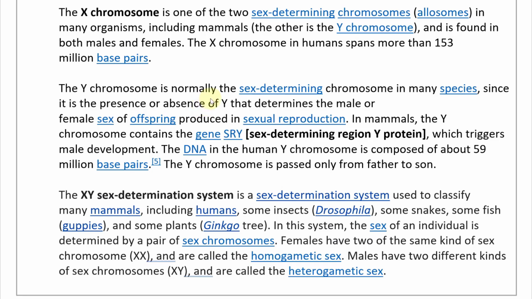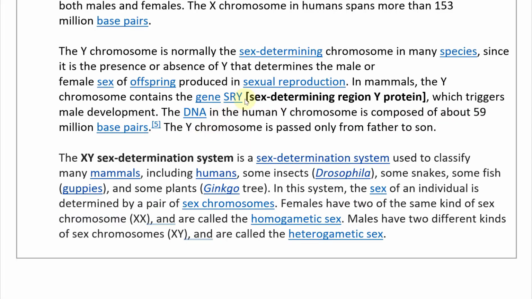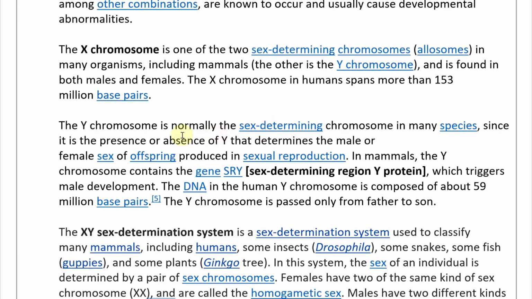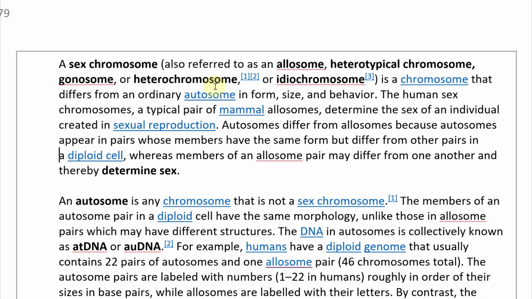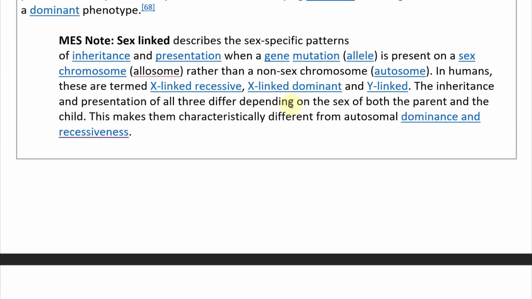The Y chromosome is normally the sex-determining chromosome in many species, since it is the presence or absence of the Y that determines the male or female sex of offspring produced in sexual reproduction. In mammals, the Y chromosome contains the gene SRY, or sex-determining region Y protein, which triggers male development. The DNA in the human Y chromosome is composed of about 59 million base pairs, and the Y chromosome is passed only from father to son. So it's a sex-linked trait or inheritance, and this is the opposite of the autosomes.